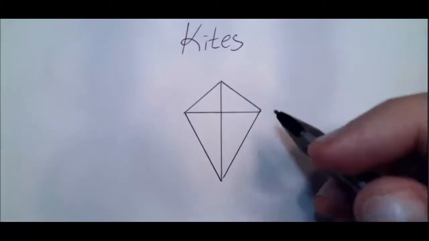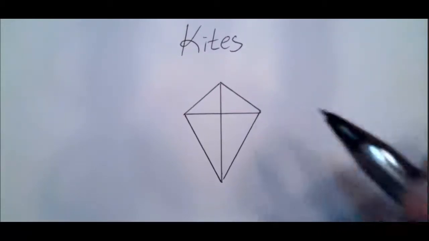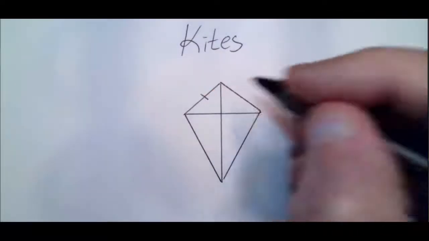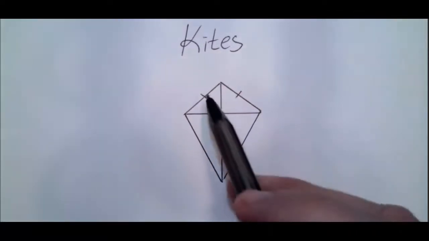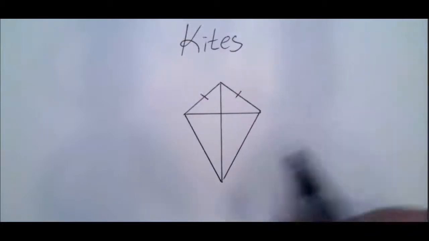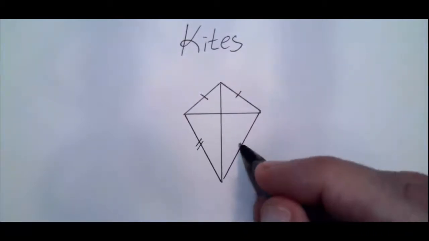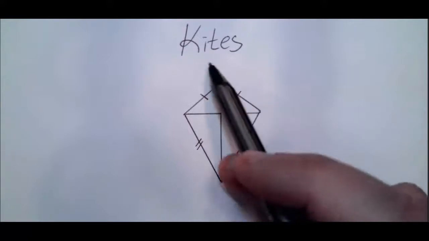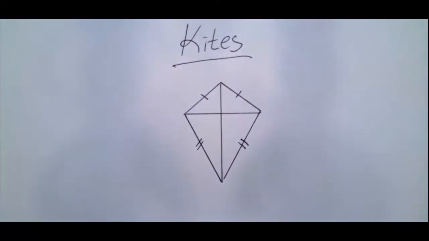Now, a kite is a quadrilateral that has two pair of congruent consecutive sides. So everybody put a tick here and a tick here. These are consecutive. They are congruent. And then the second pair, put a double and a double. These two are congruent. They are consecutive. So therefore, this makes a kite.